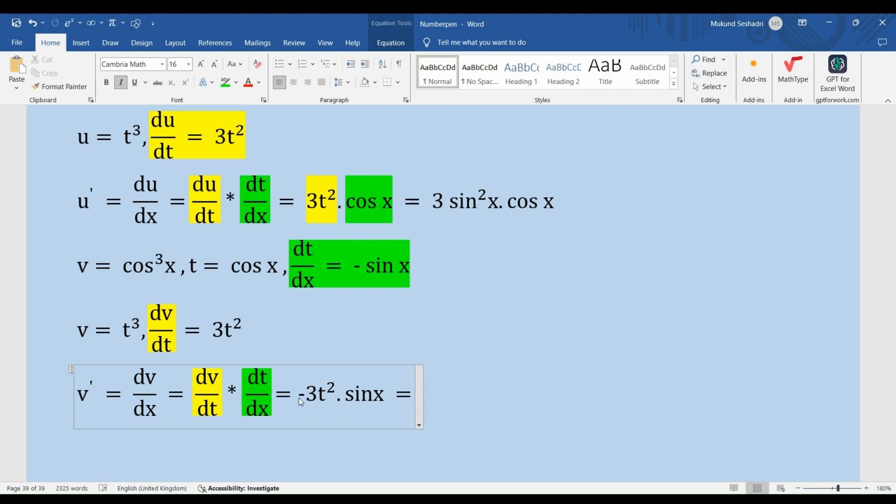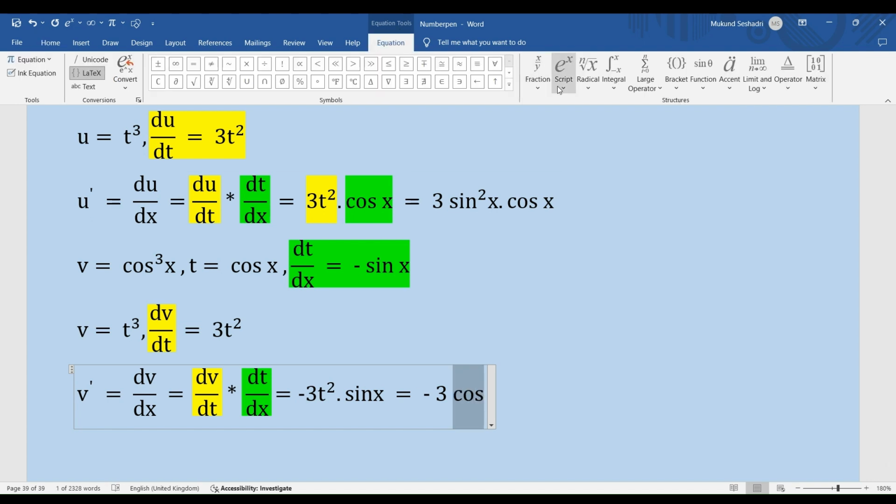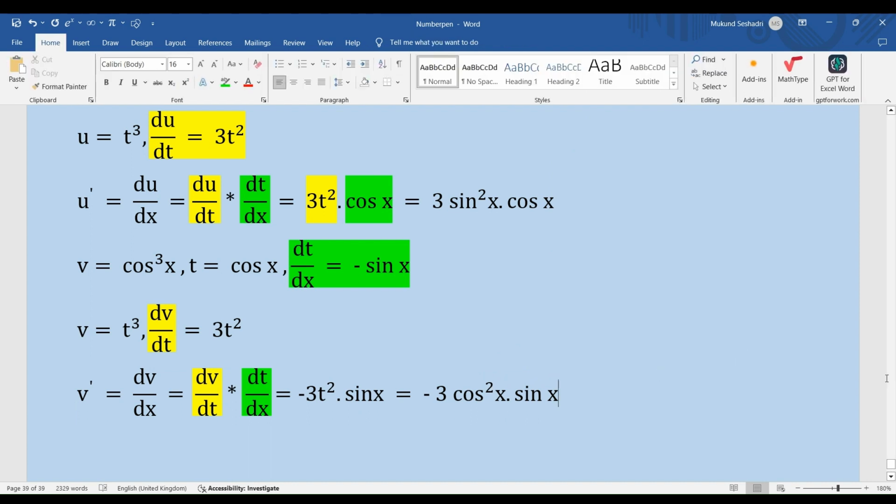And like we did in our earlier step, this time I will have to put back my t, but this time it is a cos x, right? So my t is cos x. So my answer for v dashed is minus 3 cos square x into sine x. Right, so there I have my u dashed and there I have my v dashed as well.